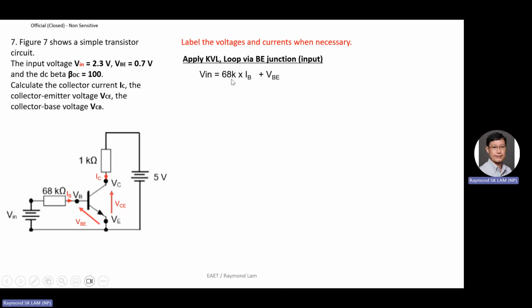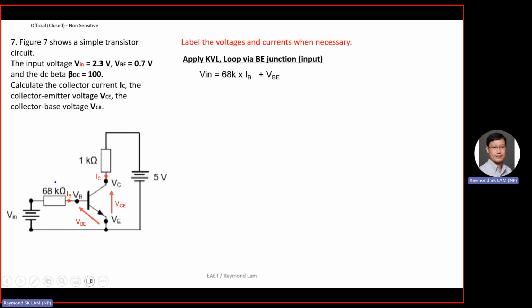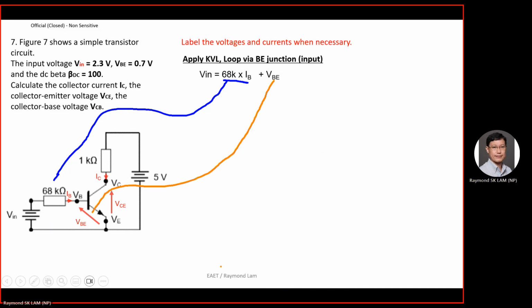So V in equals the voltage across the 68K. This is the 68K. For the voltage across the 68K, you use Ohm's law, so resistor multiplied by current IB. Do you see IB here? And next, I have the VBE. The VBE is here. Any questions so far? So this is KVL. Any question? No question?